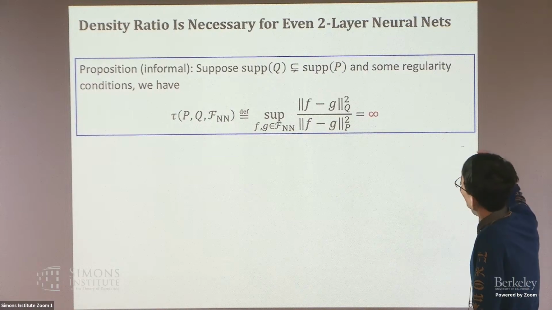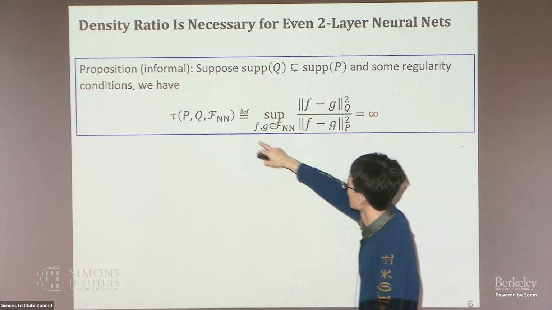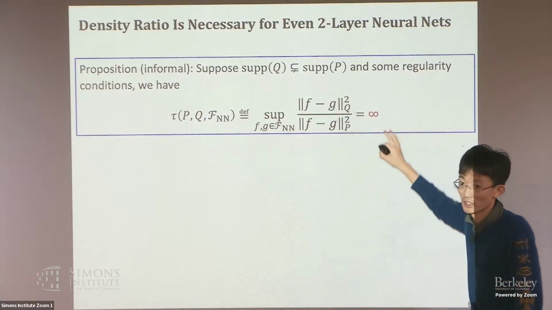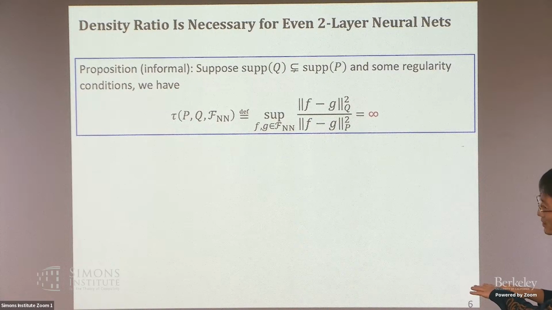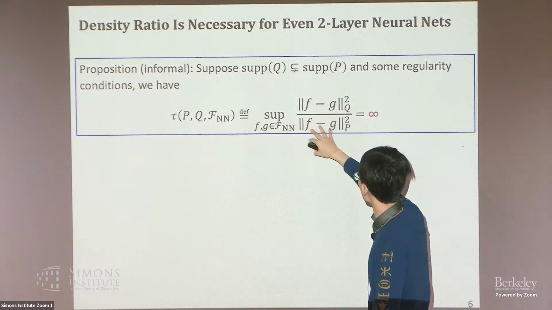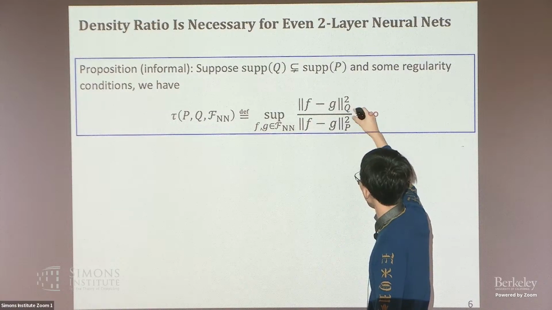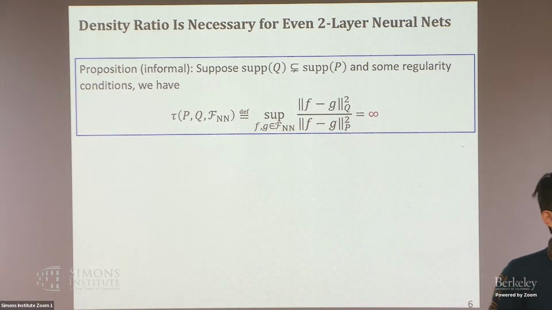If the support of Q is not a subset of the support of P, and there are some very mild regularity conditions, even with just a two-layer network, you'll get infinity. The reason is that you can implement a function that is 0 on P and non-zero in the difference between Q and P. So this function is always 0 under P, and in the difference between Q and P you have a non-zero value, and then you get infinity.